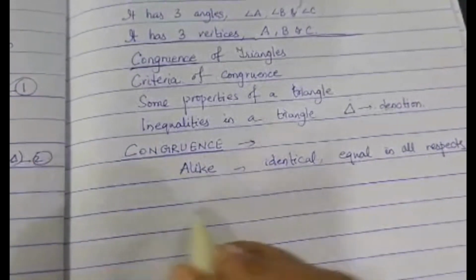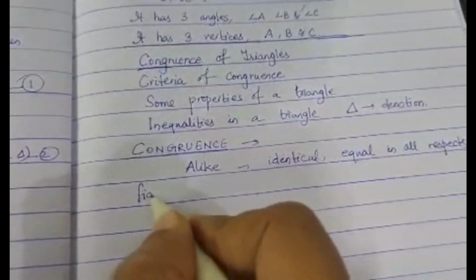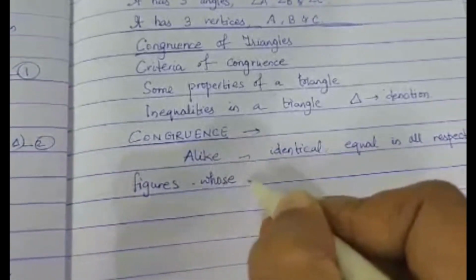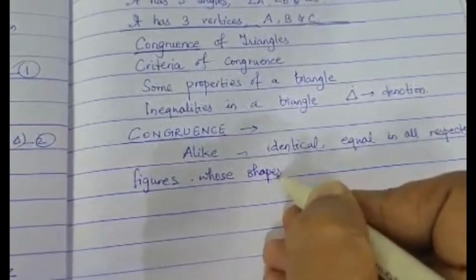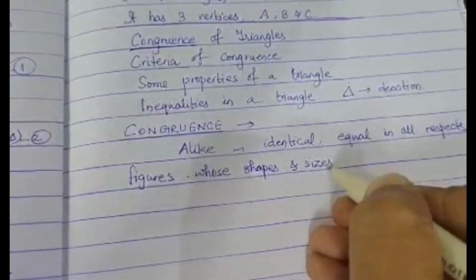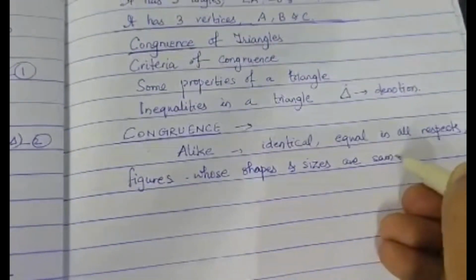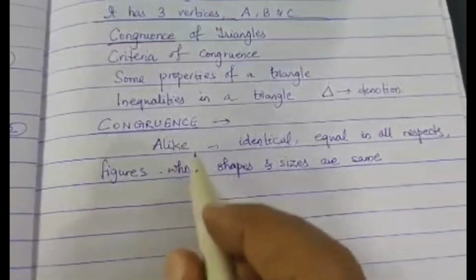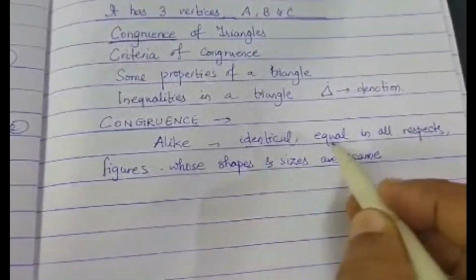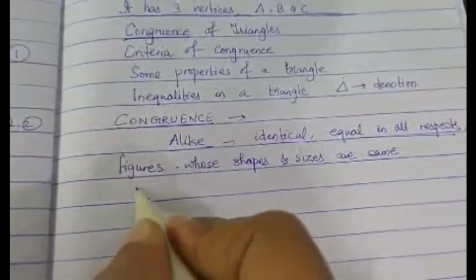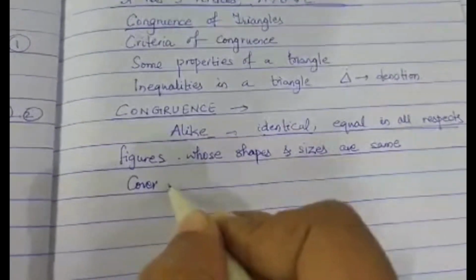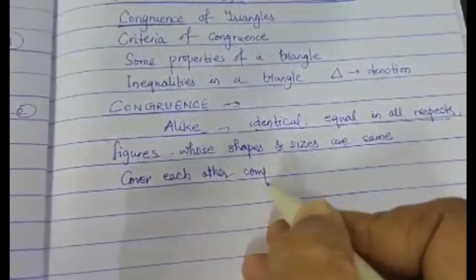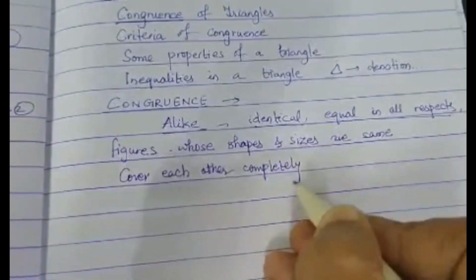All right, and figures whose shapes and sizes are same are called congruent. So this is the meaning of congruent or congruency. So congruent means they are identical, they are equal in all respects, they are alike, they cover each other completely. If you put one over the other, they will cover each other completely. So they are called the congruent figures.